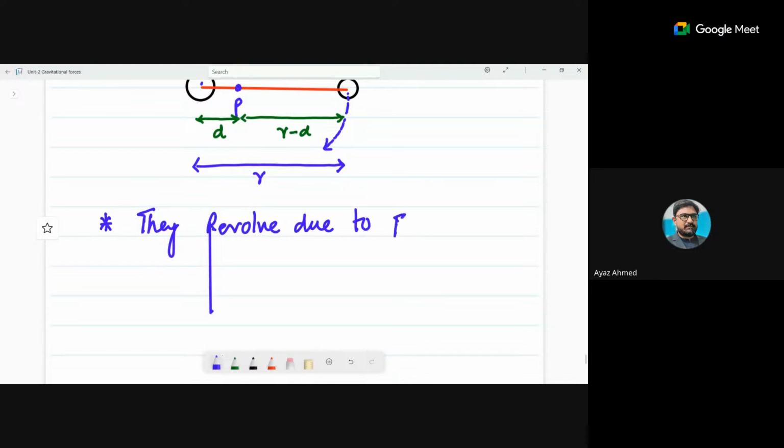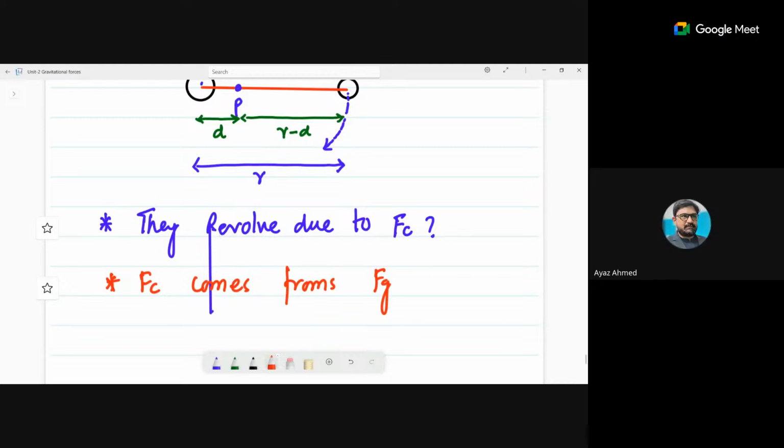But where does FC come from? What is the origin of FC? FC, whose full form is centripetal force, comes from FG. FG is gravitational force. What was the formula of centripetal force? Centripetal force has two equations: m v square divided by r, or m r omega square. Okay.